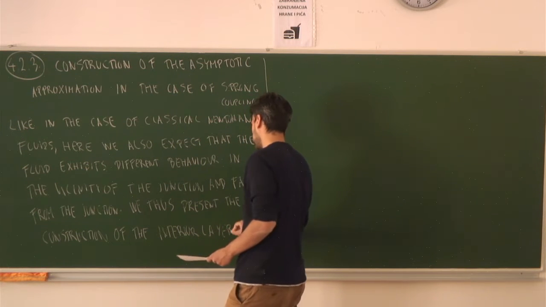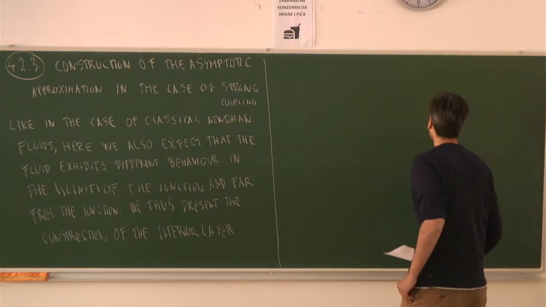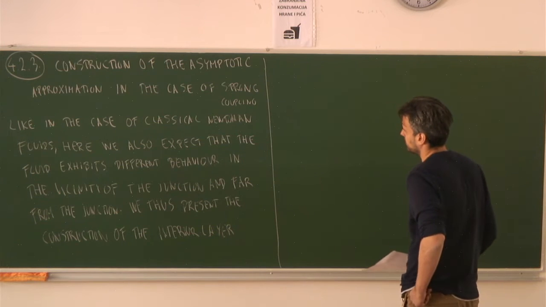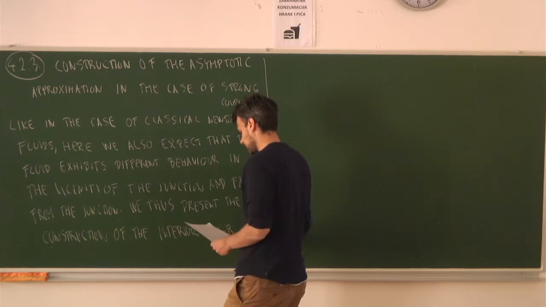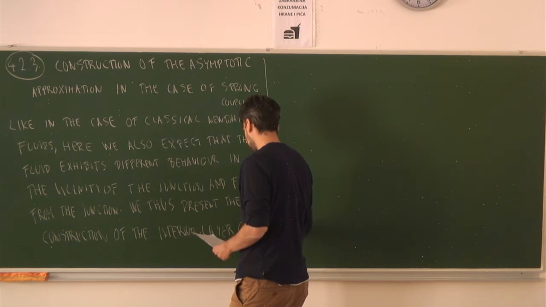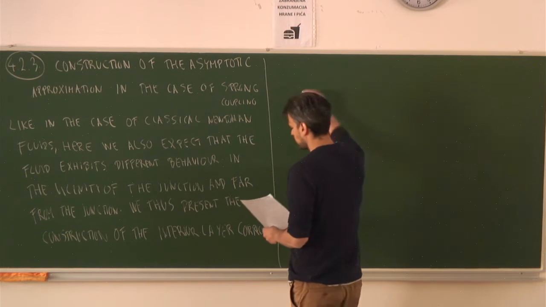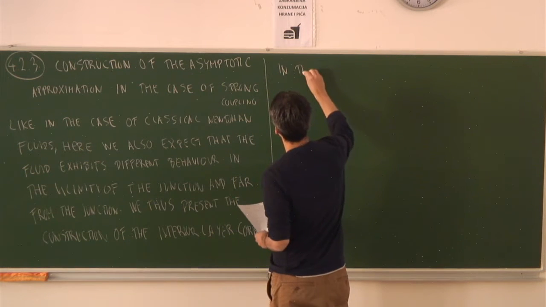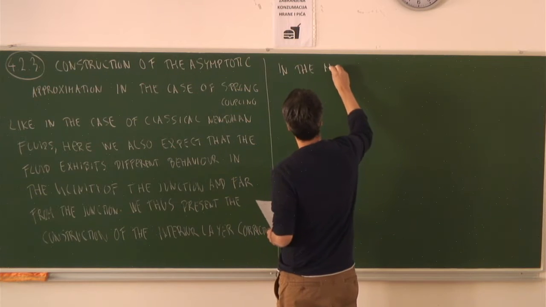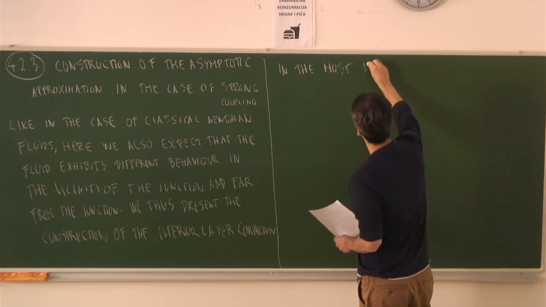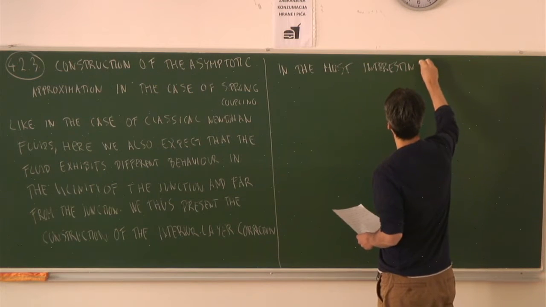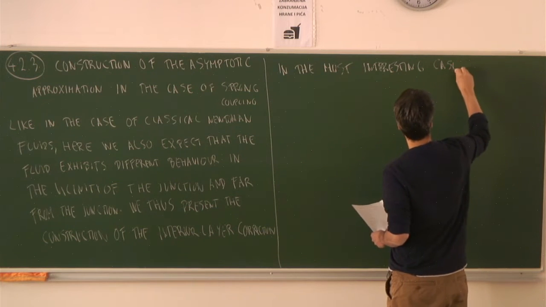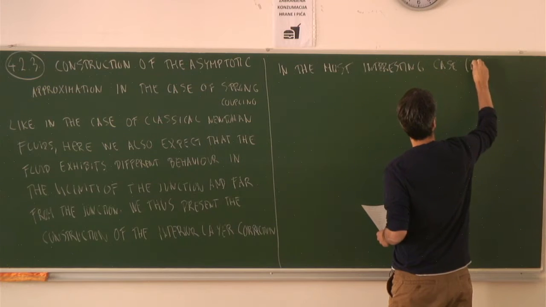which was, if you remember, up to in the x1 direction, I think minus epsilon ln 1 over epsilon, something like that. Interior layer correction. So in the most interesting case where you have the strong coupling.